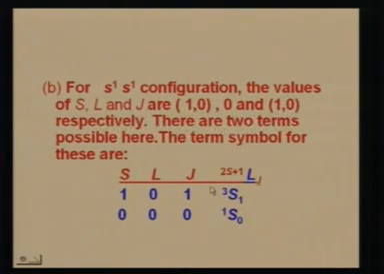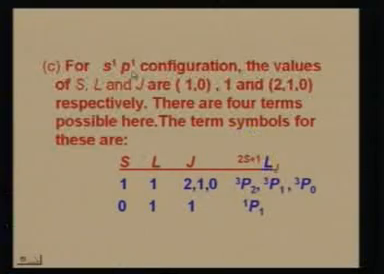For these two sets, the term symbols are written by the same method which we have discussed. Here S is 1, so spin multiplicity will be 2S plus 1, that is 3. L is 0, so the corresponding code letter is S, and J is 1, so it will be the 3S1 state. And for S=0, L=0, J=0 it would be the 1S0 state. So this is the other term symbol which will be possible for this configuration. We have seen that for the configuration s1 s1 of two non-equivalent electrons, two term symbols, or two energy states, are possible. This is a very important result which we get from here.